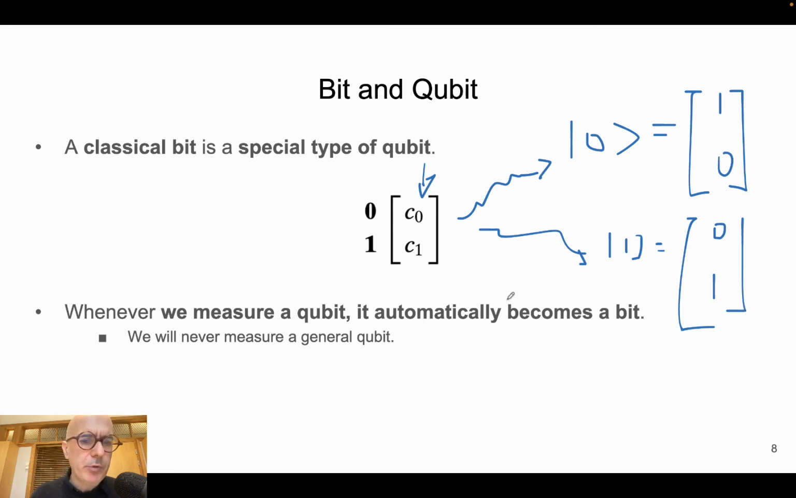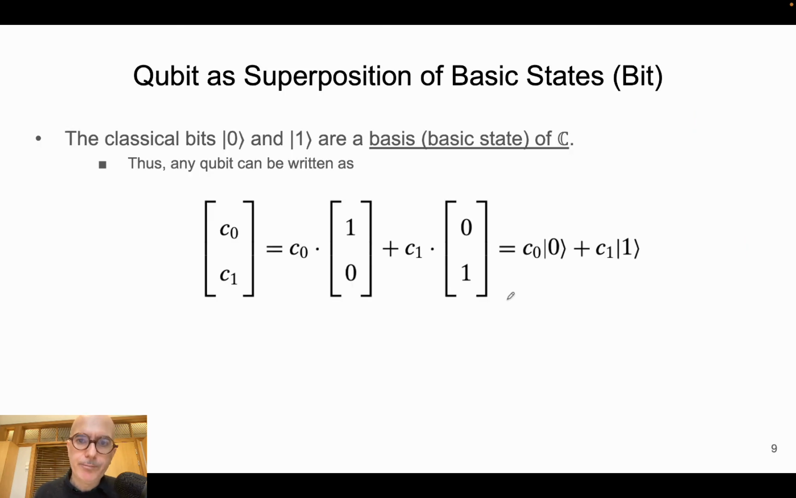So whenever we do the measurement, the superposition will collapse to a classical bit, just either state 0 or state 1. The qubit is nothing else than a superposition of the basic states 0 and 1. The classical bit states 0 and 1 are nothing else than the basis states of a complex set.